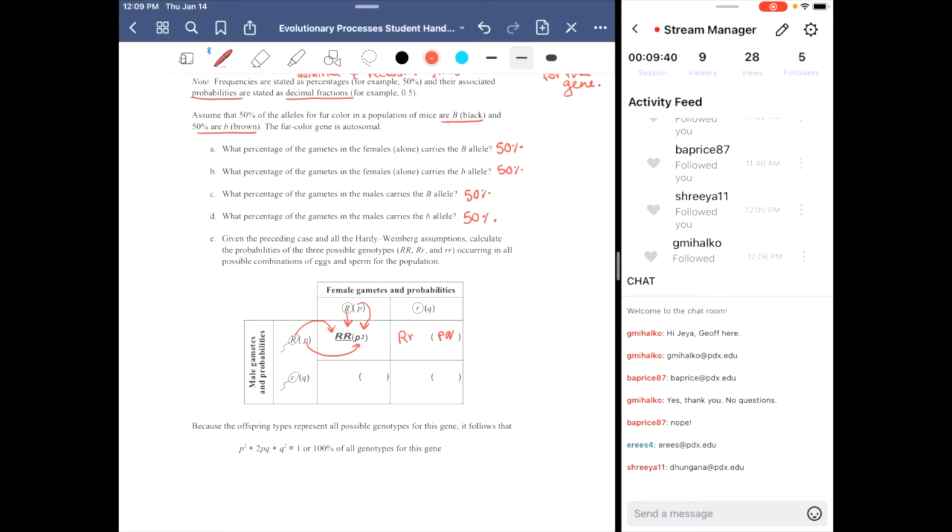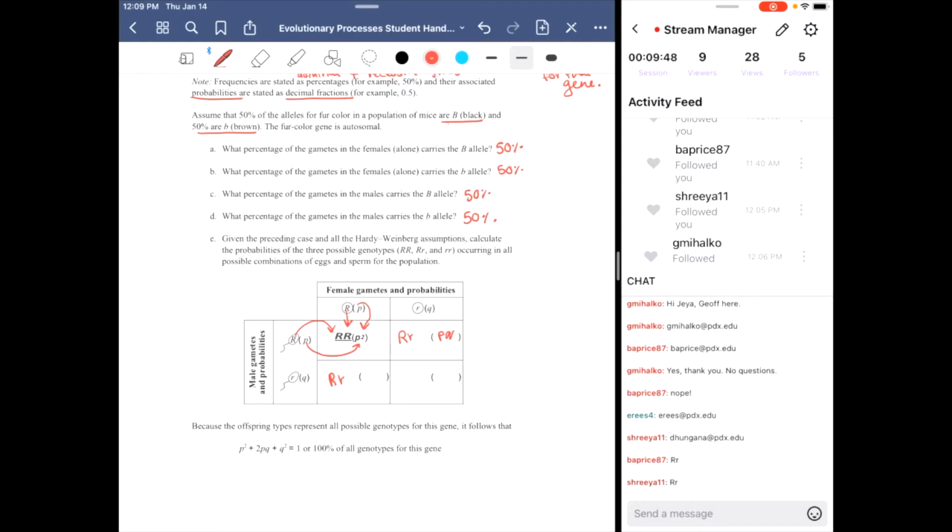All right, I'll go ahead and do this one. So it'd be big R, little r, and it would be, oh, great job, guys. Yeah, it'd be big R, little r. So what would this one be? What would we put there?